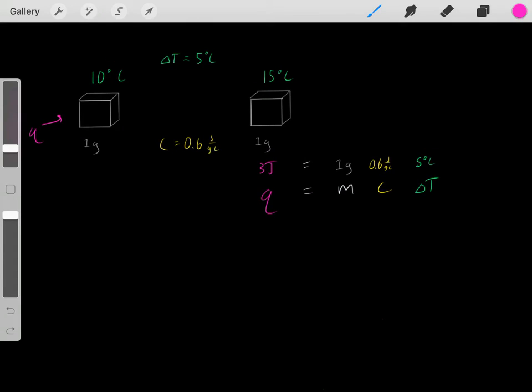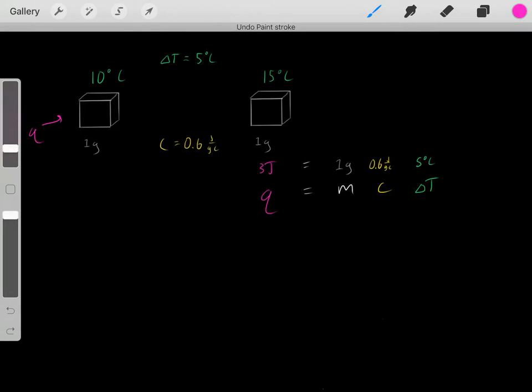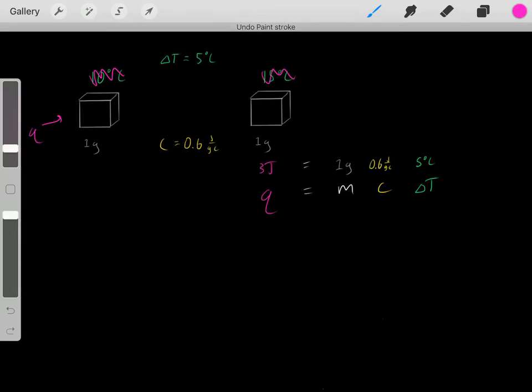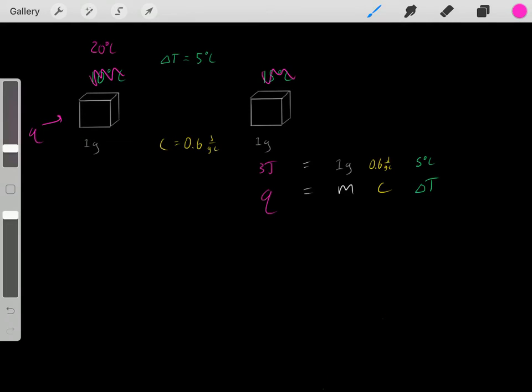It's arbitrary that this was 10 degrees Celsius and 15 degrees Celsius. Let's say we had a different example. Let's say everything was identical except the original temperature was maybe 20 degrees Celsius. Let's say we add some heat and then its temperature increases to 25 degrees Celsius. How much heat did we add?